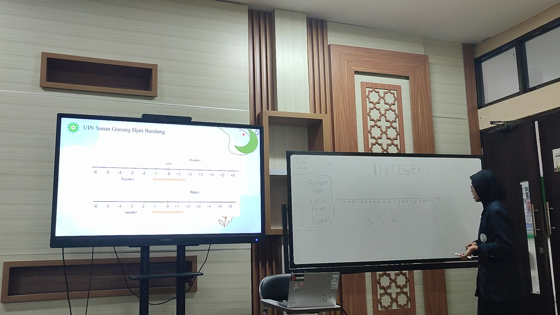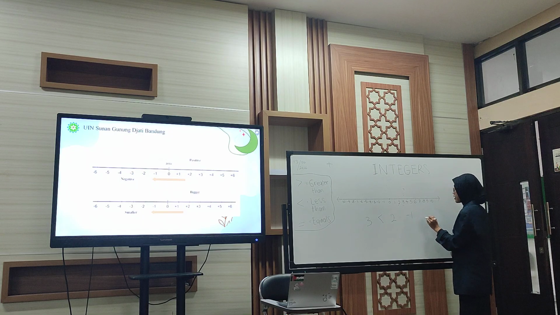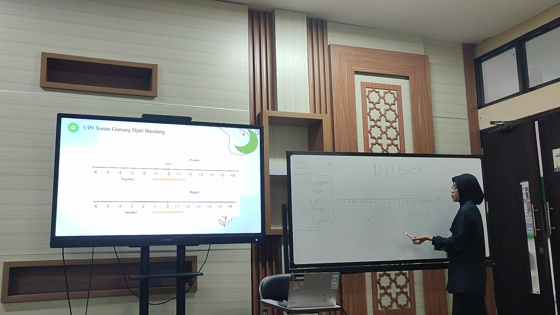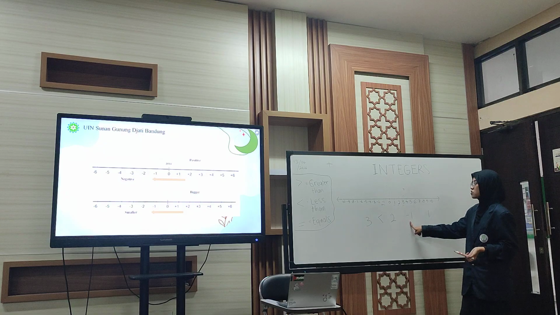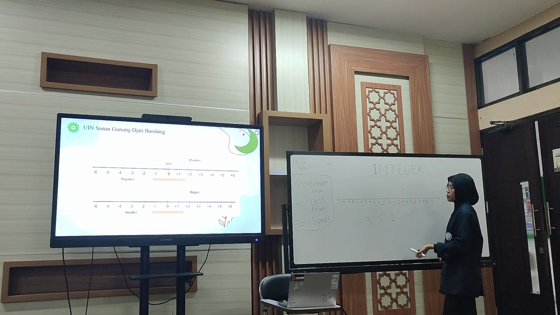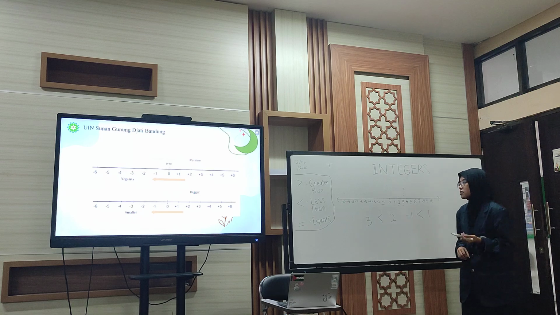Okay. And now what if I have 1 and negative 1, negative 1 and 1. Negative 1 is here, but 1 is here. Negative 1 is on the left side of 1, which means negative 1 is smaller than 1. So we use the sign less than. So negative 1 is less than 1.